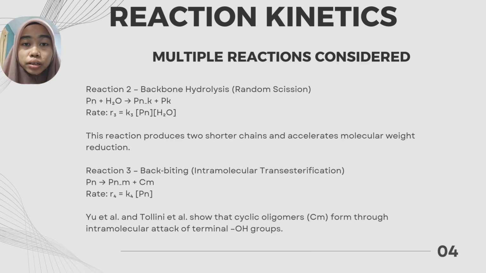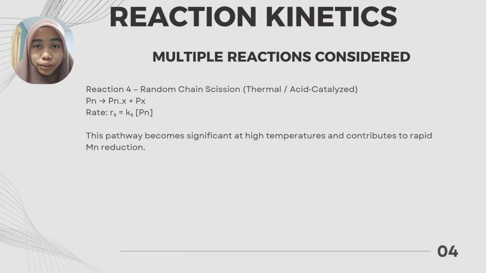So the second pathway is backbone hydrolysis, where water attacks the chain internally, producing two shorter fragments. This accelerates molecular weight reduction. The third pathway is backbiting, an intramolecular transesterification reaction that forms cyclic oligomers. Both the Yu reference and Tolini reference observe this at high temperatures. The fourth pathway is random chain scission, which is driven by heat or acidity. This reaction breaks the chain at random positions and contributes to rapid molecular weight loss during melt processing.